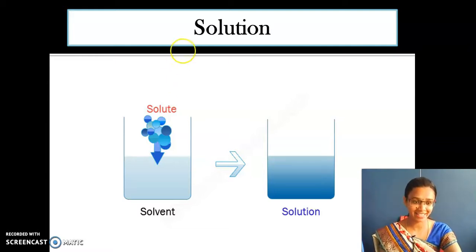So, for easy understanding, listen, salt and water. What is the solute there? Salt. Salt is going to get dissolved. Salt is called the solute. So, what is the solvent there? Which will dissolve it? Water. So, water is the solvent and salt is the solute. The solvent and solute, after dissolving, combine to give a solution.